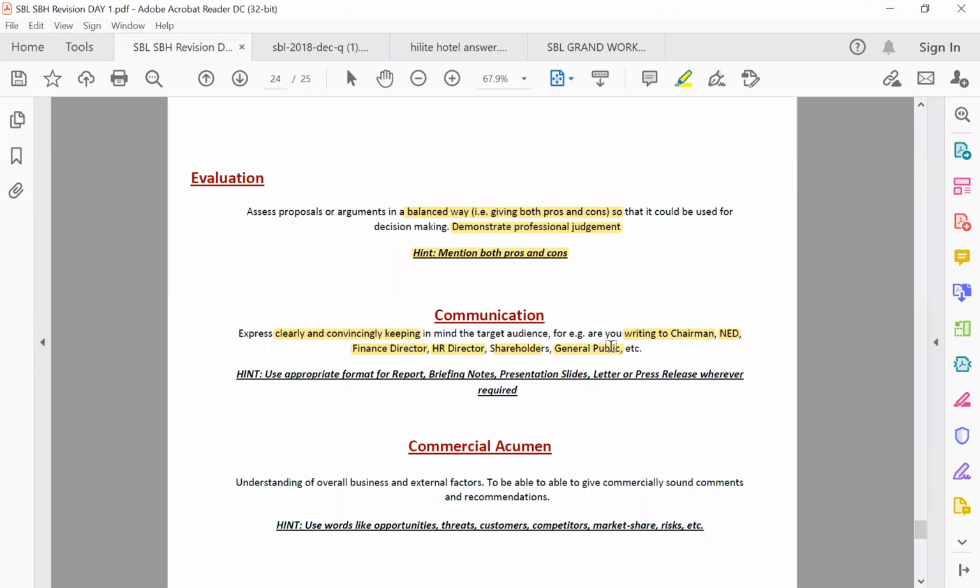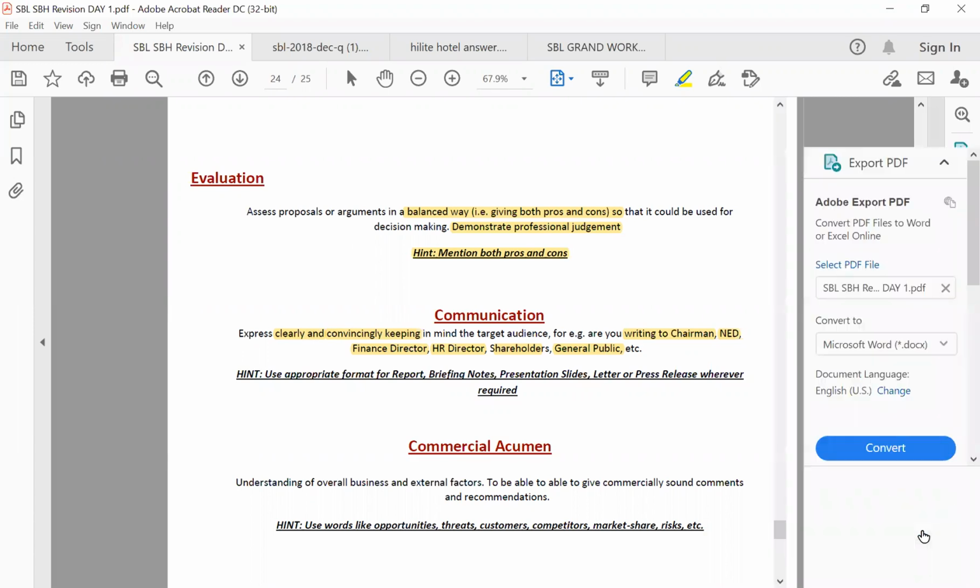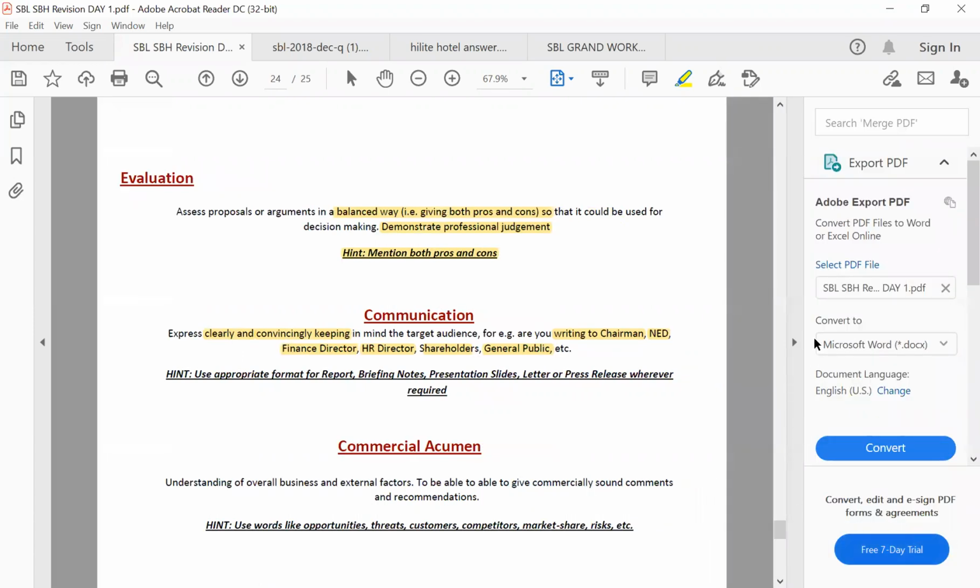So use an appropriate format, for example report, briefing, presentation slides, letters, or press release, whenever required. Then if we talk about commercial acumen, what do you mean by commercial acumen basically?